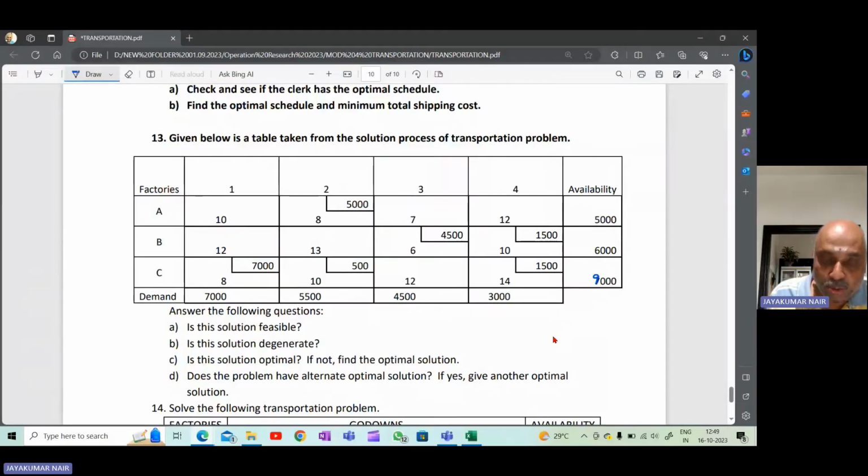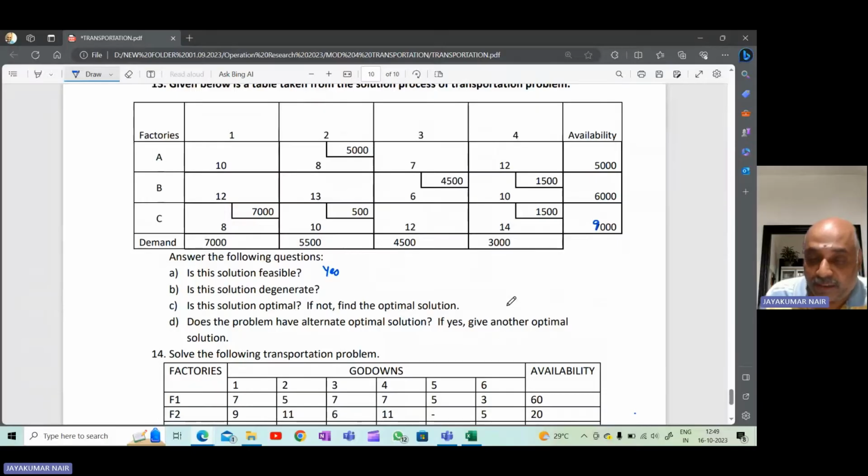Now check column wise. Here it is 7,000. This total is 5,500. Here it's 4,500 and here it's 3,000. So is the solution feasible? Yes, the solution is feasible because the demand and the availability are matched.